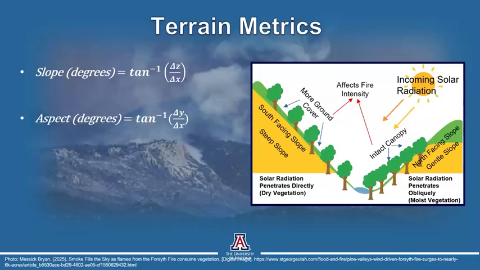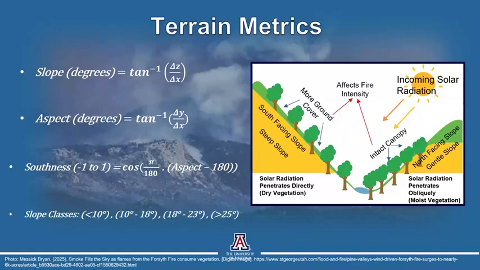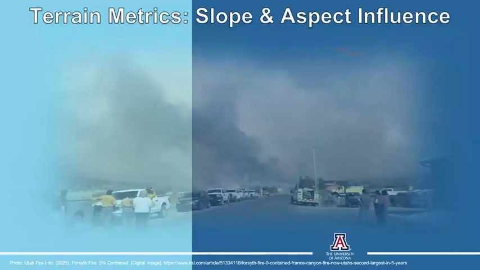Secondly, aspect was calculated to represent the direction each slope faces, measured clockwise from north. I then converted aspect into a southness index, producing a -1 to +1 scale, where positive values indicate sun-exposed, south-facing slopes that dry out faster and are more prone to burning. Finally, I grouped these slopes into 4 classes, defined by degrees, to compare severity across terrain types. These metrics help explain why some areas burn more intensely.